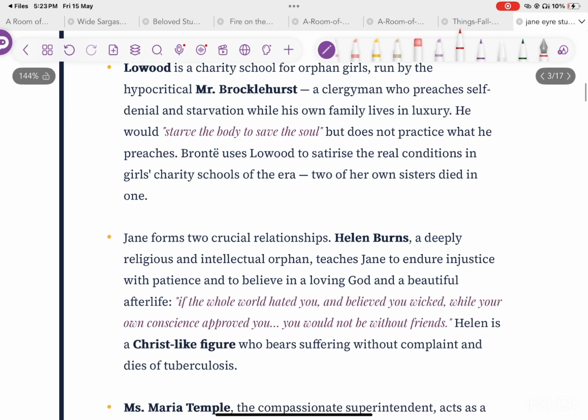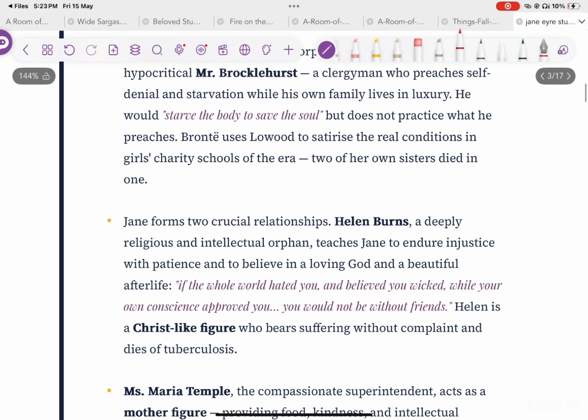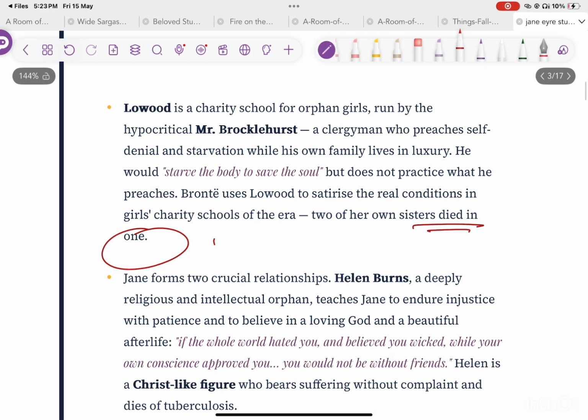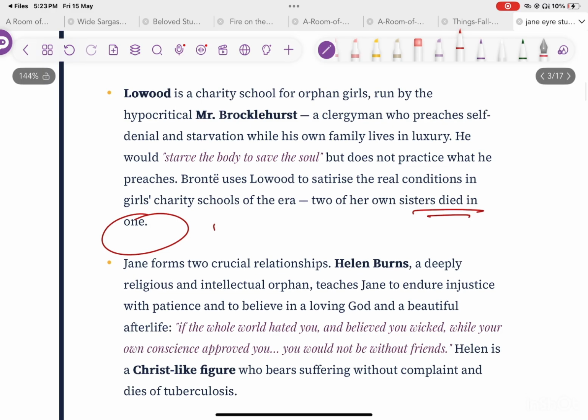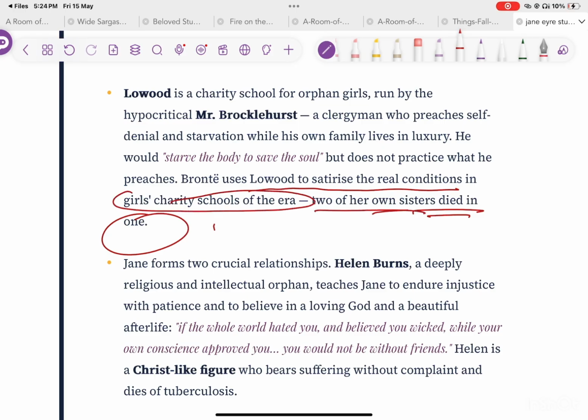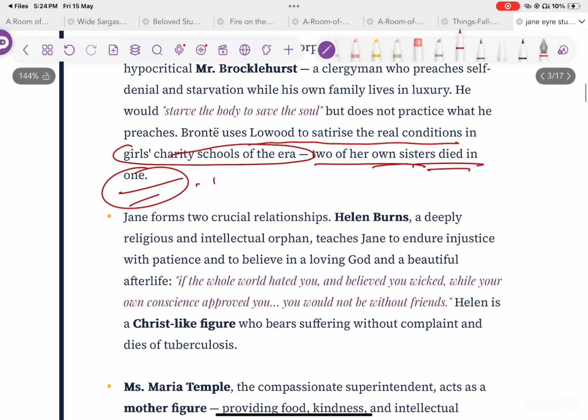Two of her sisters died in one. So the school is run by a clergyman who lives lavishly while the students are made to suffer. Bronte uses Lowood to satirize the real condition of the girls in the charity schools of the era. Two of her sisters died in one. So she uses the real-life personal setback in the novel.